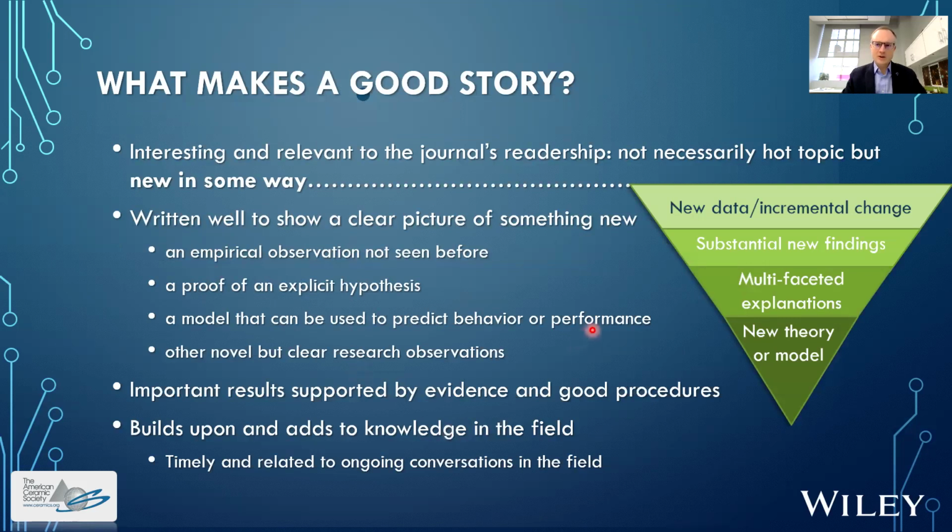What is it that makes a good story for your paper? A good story should be interesting and relevant to the journal's readership. It's not necessarily on some hot topic of the moment, but it should provide something new in some way, either some sort of new scientific understanding, which could be substantial new findings, new explanations, a new theory or model. It could be an empirical observation that has not been seen before, or some new proof of a hypothesis that either you are proposing or has been proposed previously in the literature.